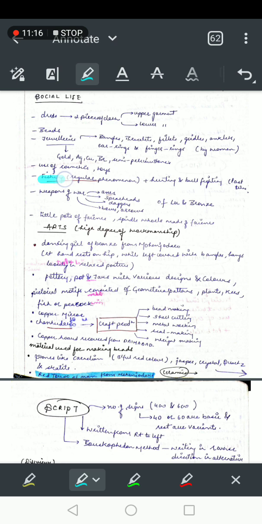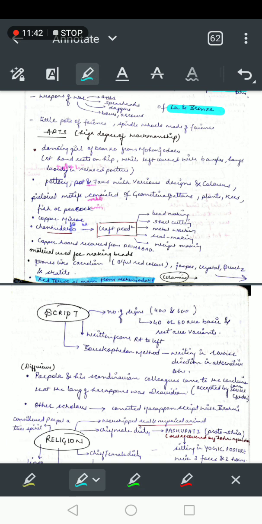Fishing was a regular phenomenon. They used to do this on a daily basis. Hunting and bullfighting were the pastimes. Now we're going to discuss their weapons. They used axes, spearheads, daggers, bows, and arrows, and these weapons were made up of copper and bronze because they were aware of both of these.